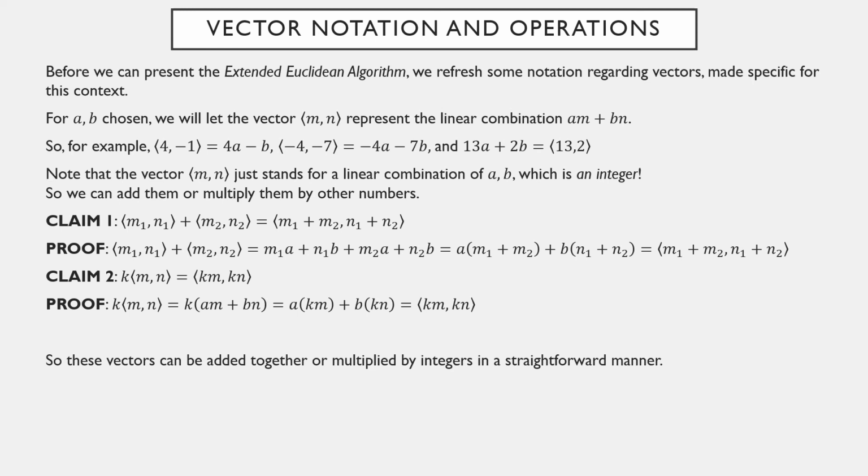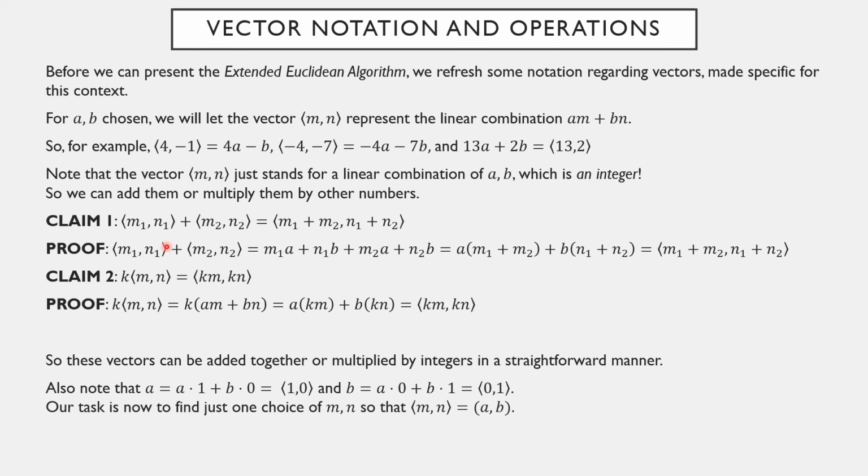So vectors can be added together or multiplied by integers in a pretty straightforward way. I would caution you that we're not developing any way to multiply vectors together. It's totally doable in this specific context because vectors represent a specific way of combining integers. In general, in linear algebra, multiplying vectors is a bit more tricky.